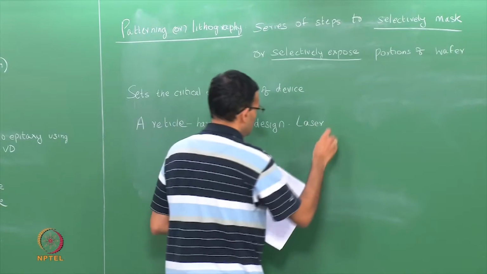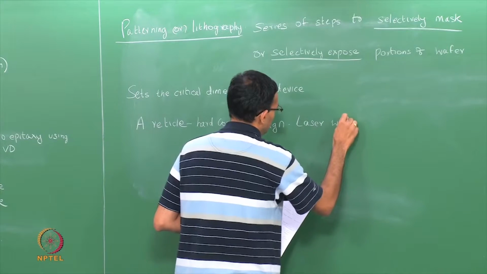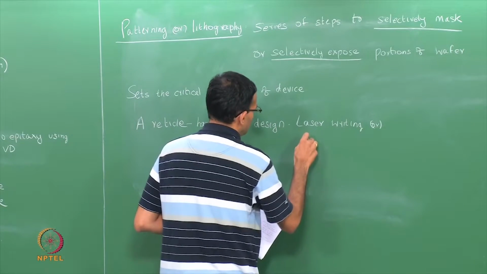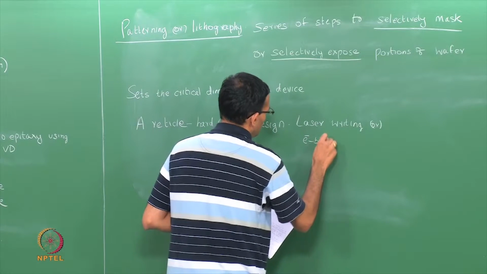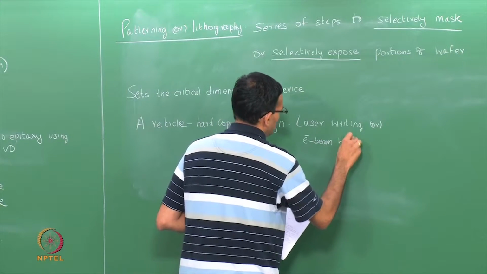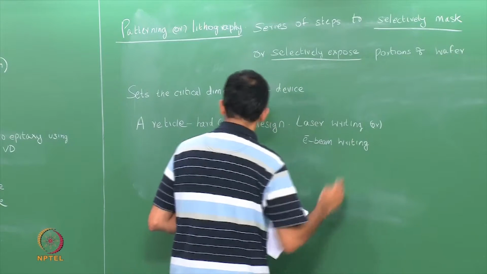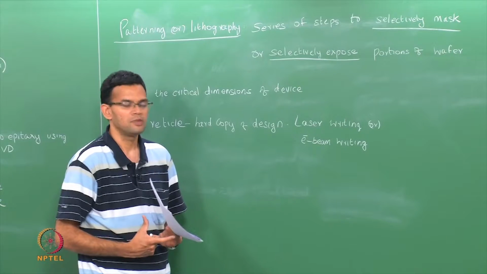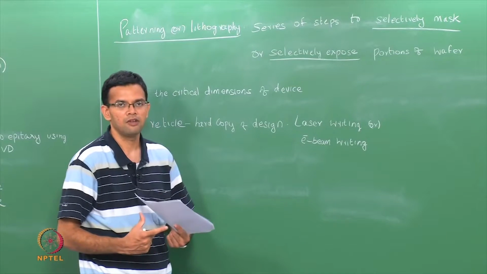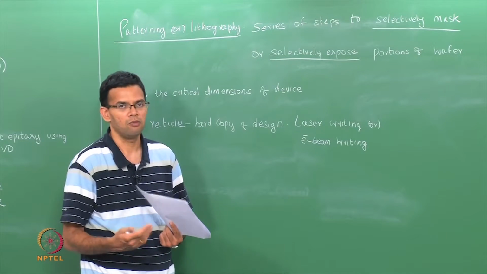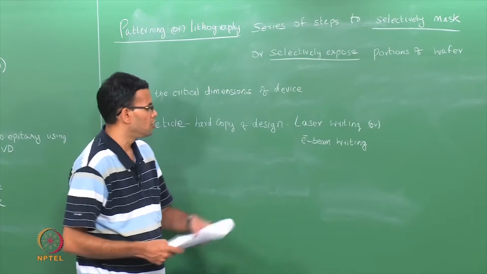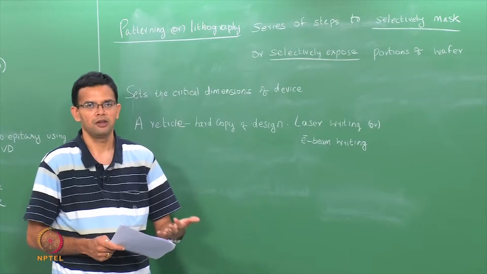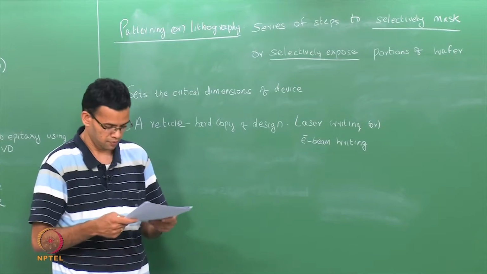So, it is by a process called laser writing, or for smaller dimensions you go for electron beam writing, and usually this is done on a layer of chromium. In the case of laser writing, a layer of chromium on a quartz glass or a borosilicate glass. So, this forms the hard copy of the design, which is then copied onto each and every wafer.